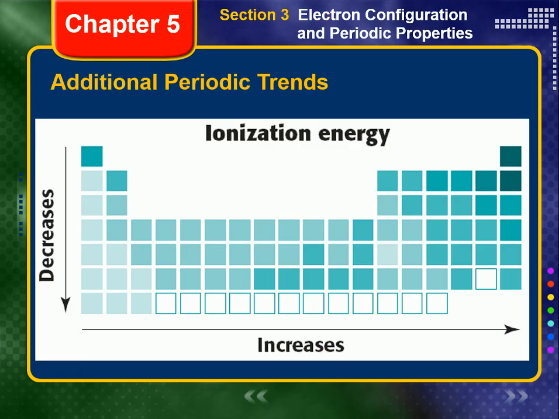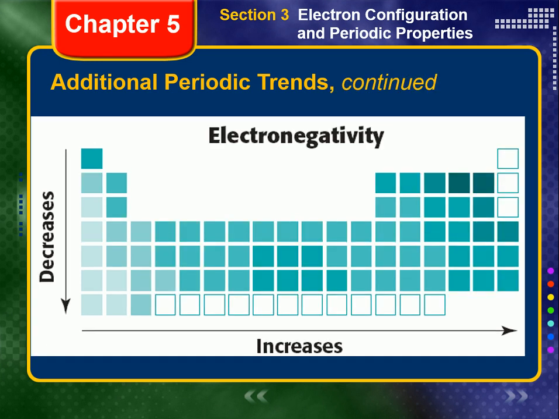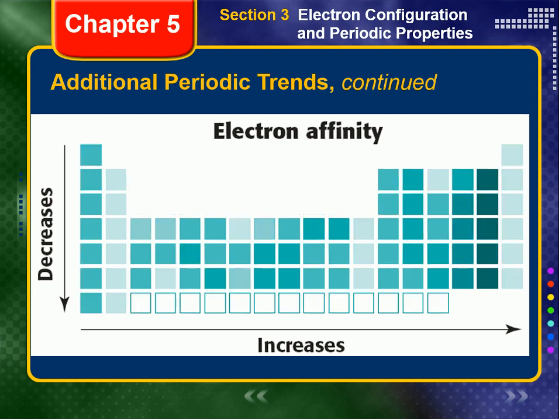So let's go through a quick recap of these periodic trends that you are responsible for. We have ionization energy decreases as you go down a group and increases as you go across a period. We have electronegativity decreases as you go down a group and increases as you go across a period. We have electron affinity that decreases as you go down a group and increases as you go across a period.